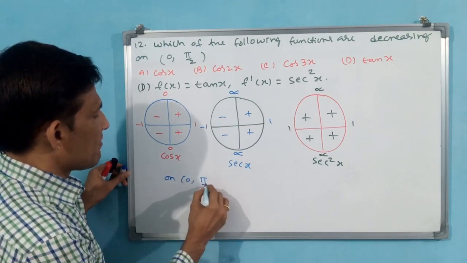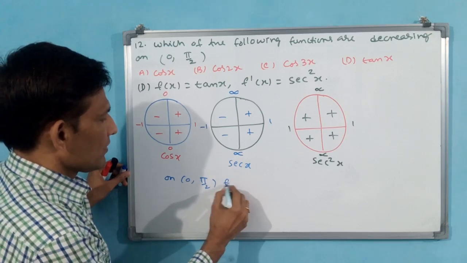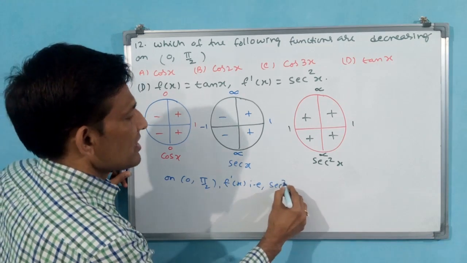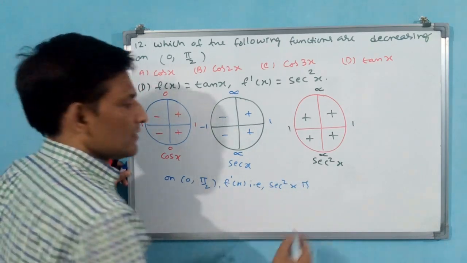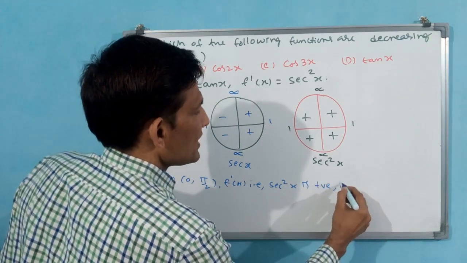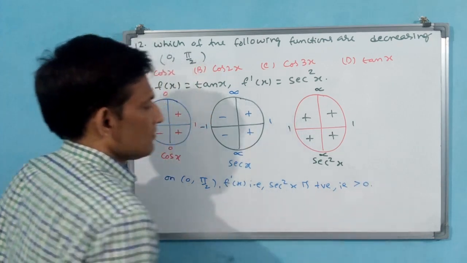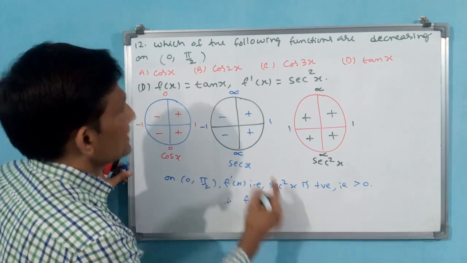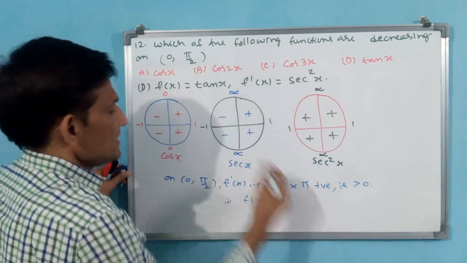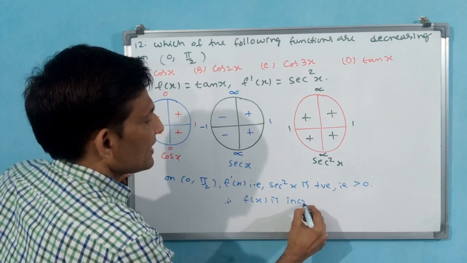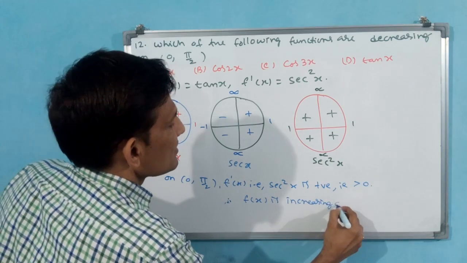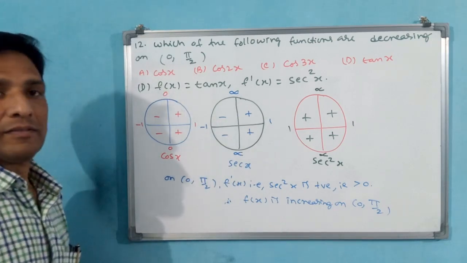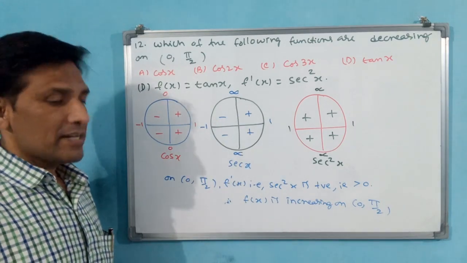Write down: on 0 to pi by 2, f dash x, that is secant square x, is positive, that is greater than 0. Therefore, f of x is increasing on 0 to pi by 2. Like this you have to write and close this question.